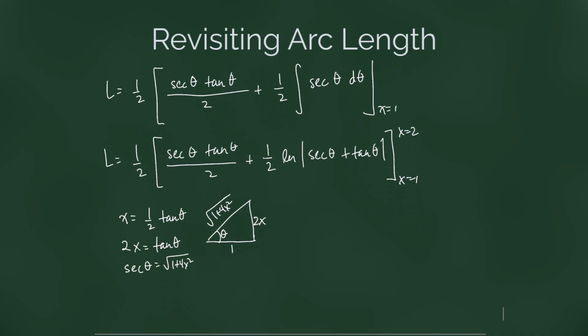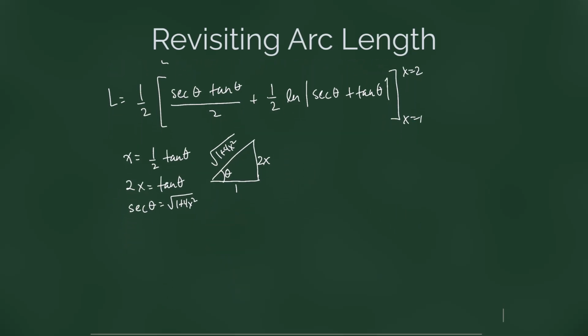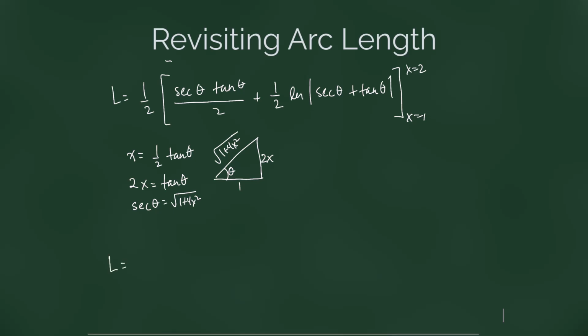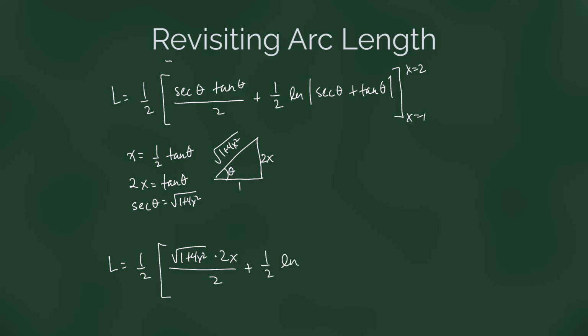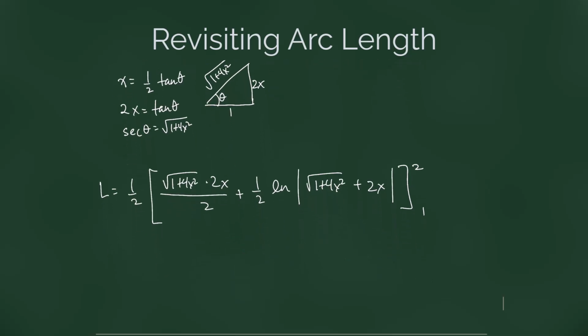All right, so putting all of that together, we're going to see that our length is now 1/2 times the quantity. Secant of theta is the square root of 1 plus 4x squared. Tangent of theta is 2x, all over 2, plus 1/2 the natural log of the absolute value of the square root of 1 plus 4x squared plus 2x for tangent of theta. And we're evaluating. Now we're in terms of x, so we can just put a 1 and a 2 there.